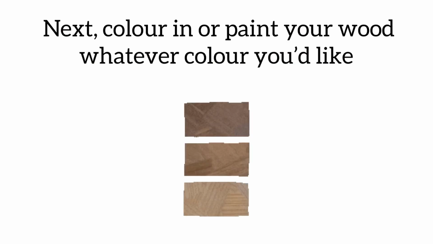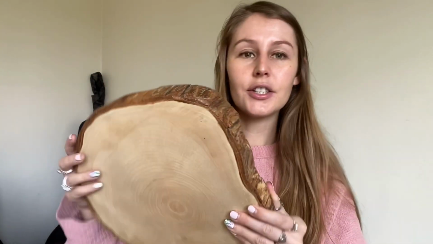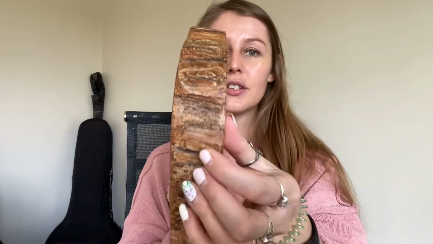Next, colour or paint your wood whatever colour you'd like. Just a note while doing the wood. So I've got a piece of wood here that I had at my wedding. We used these for cheeses and things. And so I would like to show you, so this side, look how beautiful and textured it is. Okay, so you look at the texture, it's not just brown, it is brown, but it's got some yellows and it's got some darker bits in as well.